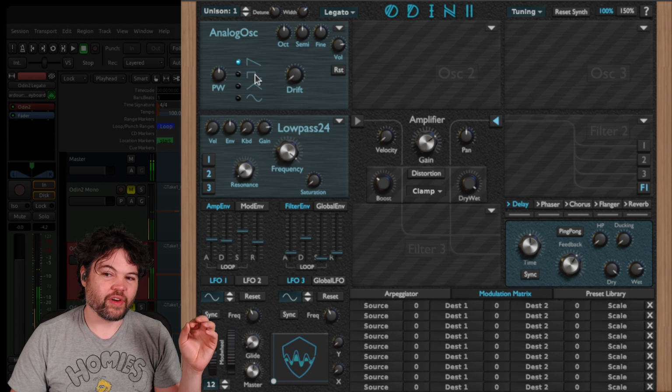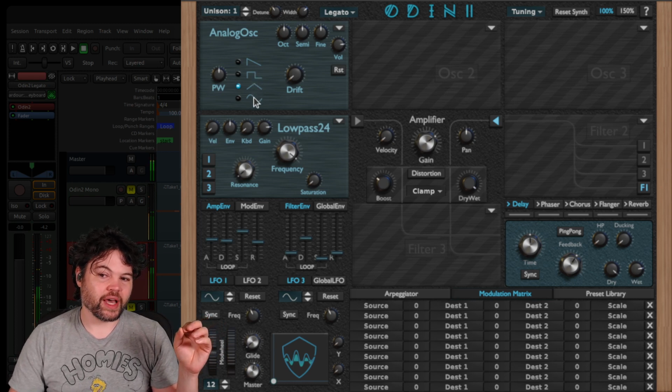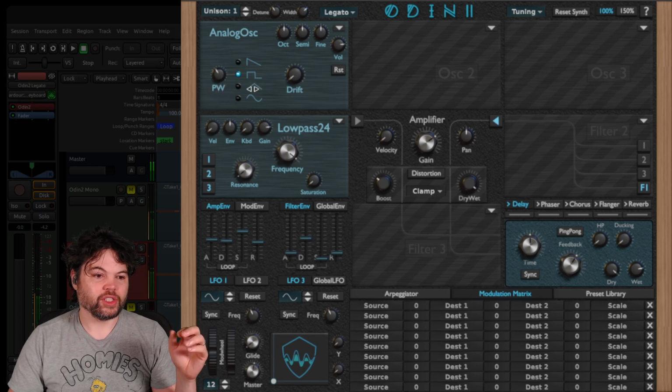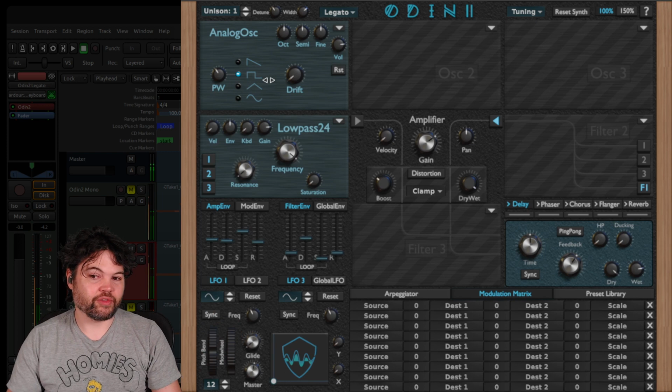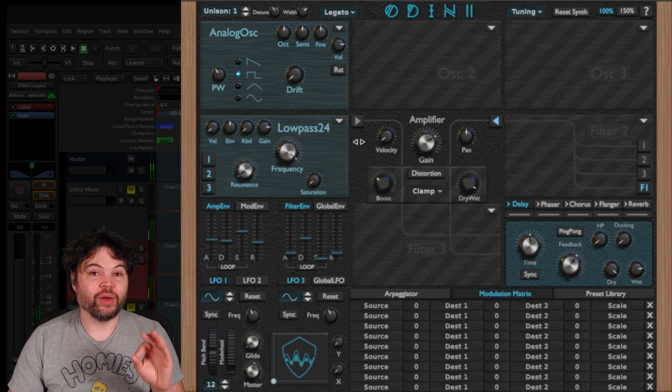So we can hear this very buzzy saw wave sound. Let's try a square wave just for some different sounds here. And now let's see what impact the filter has.